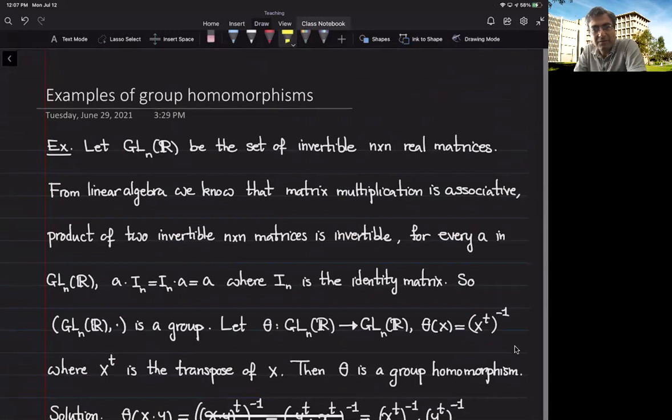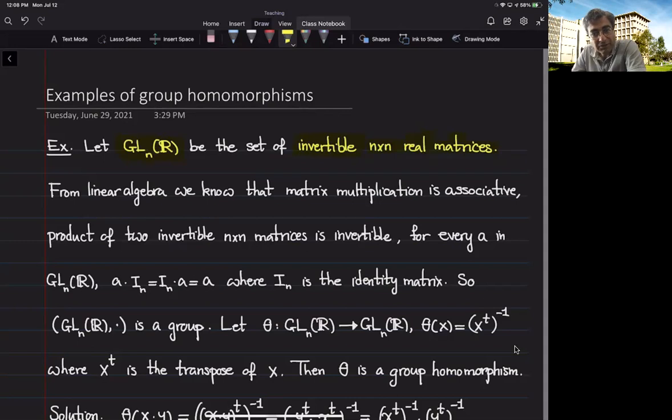GL_n(R) is the set of invertible n by n real matrices. So GL stands for general linear group. So this R over here tells us that all the entries should be real numbers. This n tells us that it should be n by n, and saying that it is GL, general linear, tells us that it is supposed to be invertible with the inverse inside the real numbers as well.